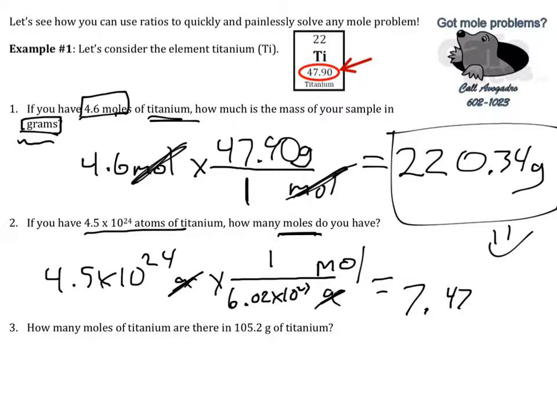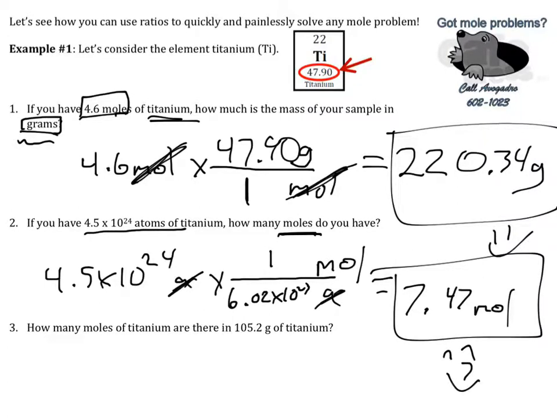What are we forgetting? What are we missing? We're missing the units. What units are we left with? We're left with moles. And then we need to box it. Smiley face.